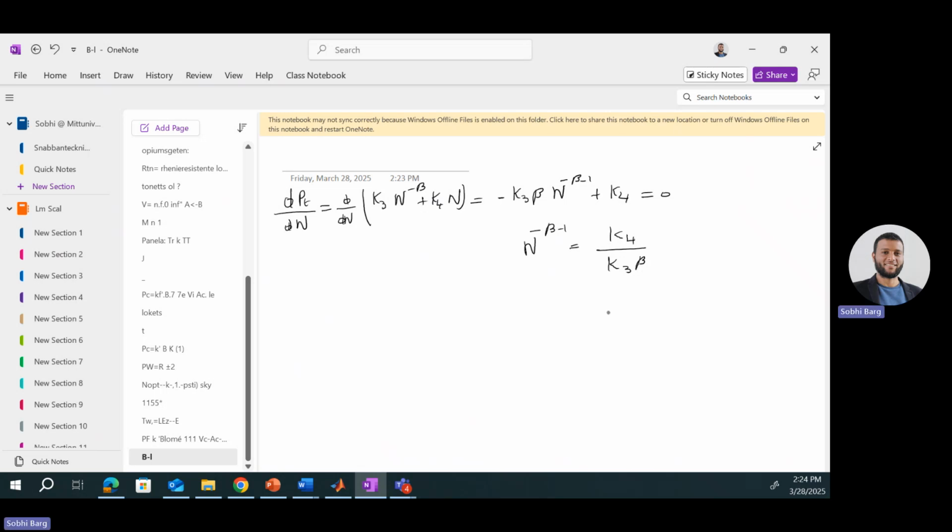This is the expression for n to the power of minus beta minus 1. And then the equation of the optimal n is K4 divided by K3 beta, to the power of 1 over minus beta minus 1. Okay, this is the final equation to be considered for n opt.